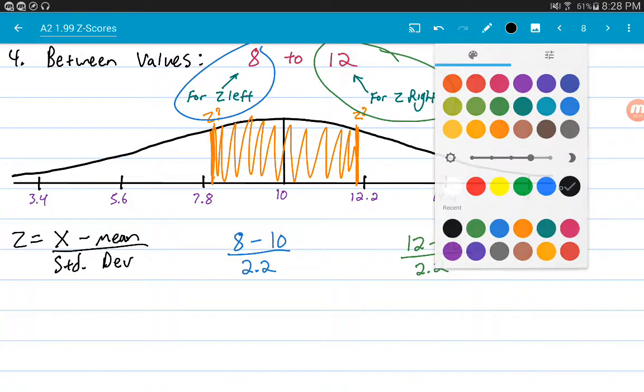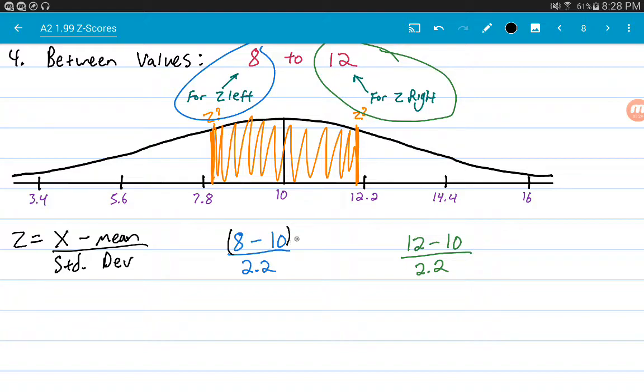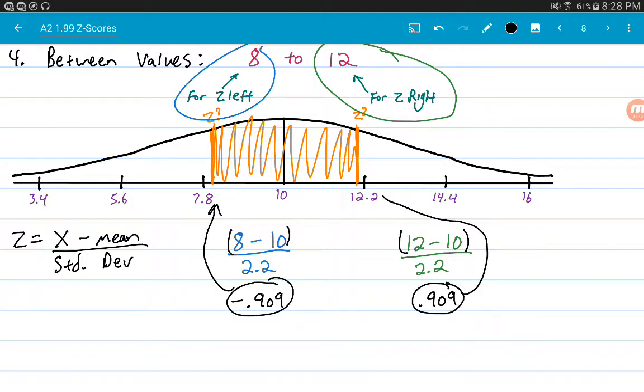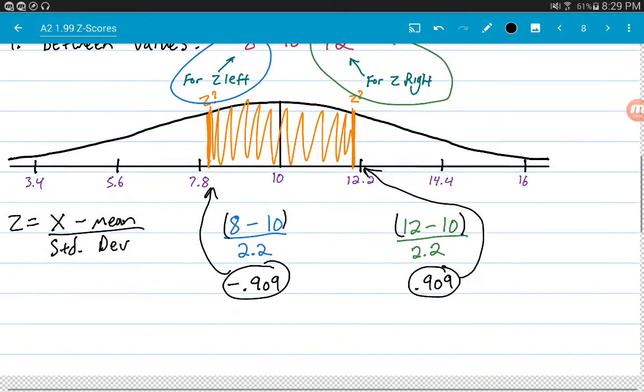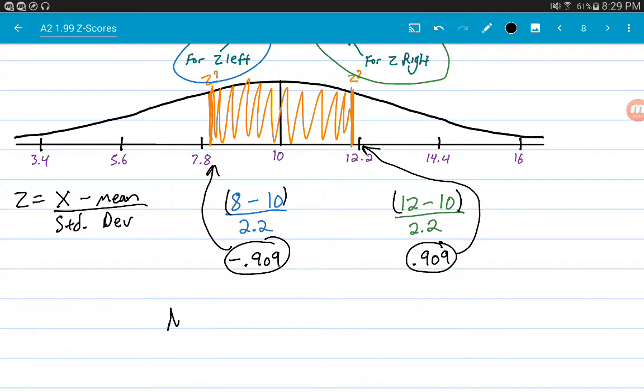When I plug these into my calculator, making sure that I put parentheses on the top if I want to do it in one shot, I'm going to get negative 0.909 and positive 0.909. This is the one that corresponds to the left-hand side of this region. This is the one that corresponds to the right-hand side of this region.